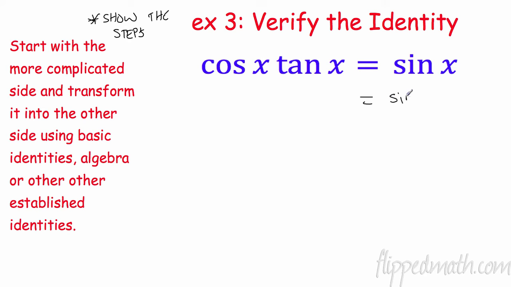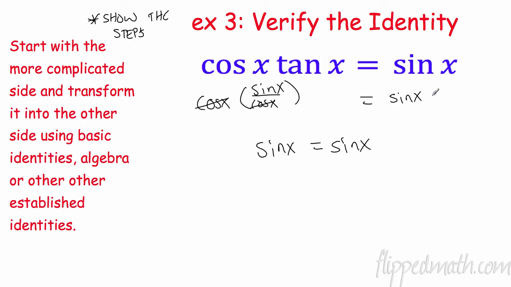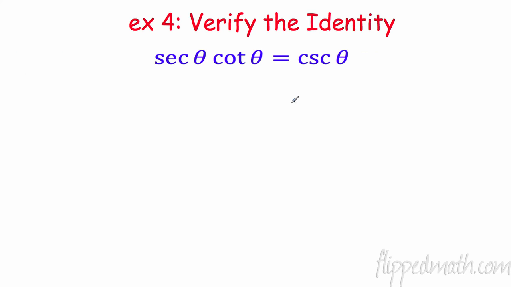So let's take a look here. I want to get it to sine x. The first thing I'm going to do is convert this to cosine and sine. So I know that cosine x times tangent x is cosine x times sine x over cosine x. The cosine x divided by cosine x cancels out, and I'm left with sine x equals sine x. Pretty easy one to start you off with. But notice I started with the more complicated side, got it over here to sine x, and it does check out. It is verified. Let's try a little bit harder one.